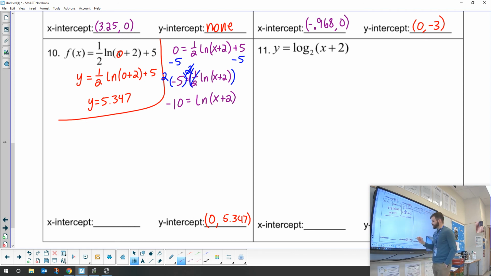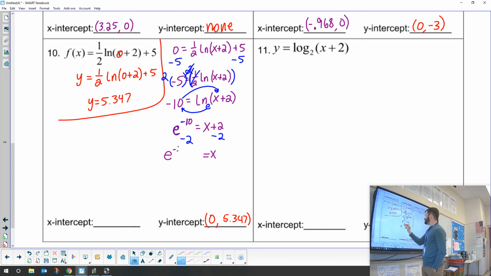Now, natural log, just like regular log, has a hidden base, and that base is e. So this is natural log base e. And so for me to rewrite this, we're going to go e to the negative 10 equals x plus 2. And so what I'm going to do again is we're going to minus 2 to both sides, and we're going to get x equals e to the negative 10 minus 2. And we can plug that into my calculator.